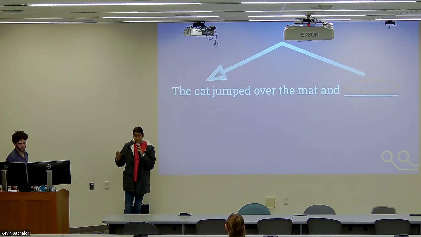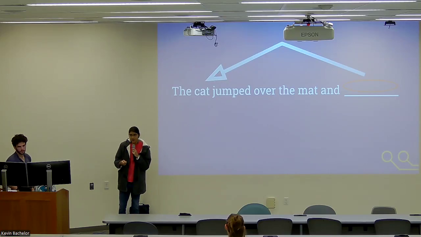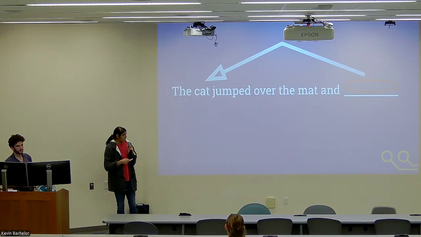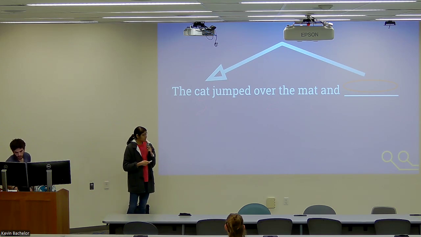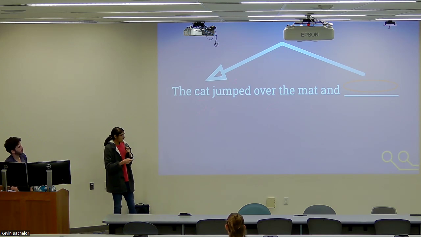Regardless of what we pick, so we picked fell over, but we could also pick something like and ran, or and meowed, whatever word is here depends on the word cat. It's a cat that fell over, that jumped, or sorry, that ran or whatever. It's a cat that's doing that action. So this word here is dependent on this word.